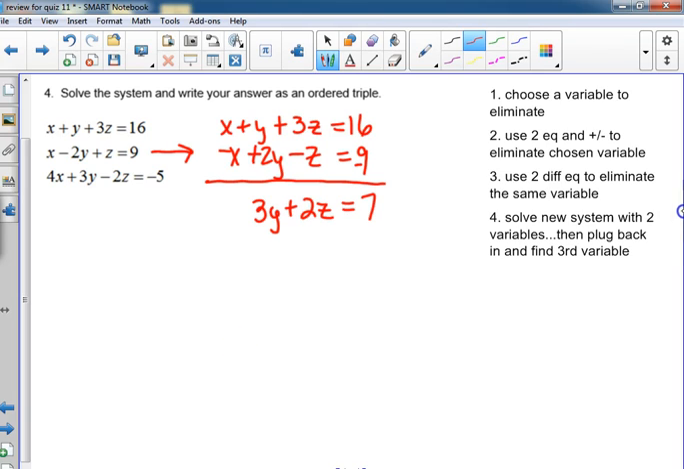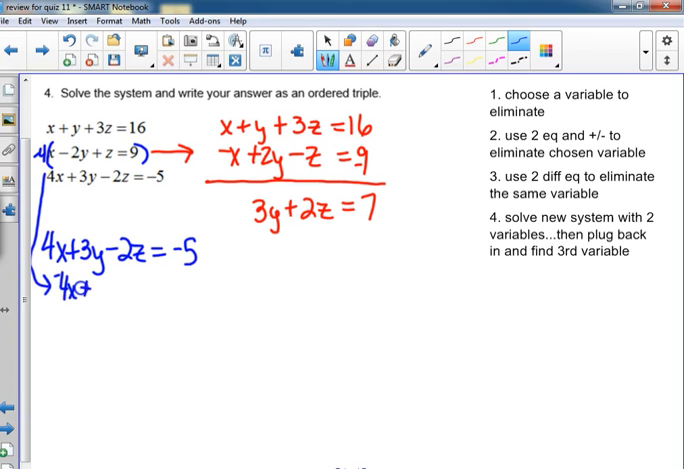All right, I'm going to do a different color, and I'm going to rewrite the bottom one, which is kind of pointless because it's right there, and I'm going to multiply which one by -4, guys? The middle one, because the numbers are a little smaller. -4 times that middle one is going to be down here. So I'll have -4x plus 8y minus 4z equals -36.